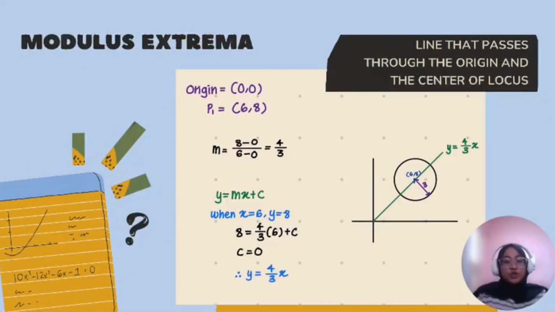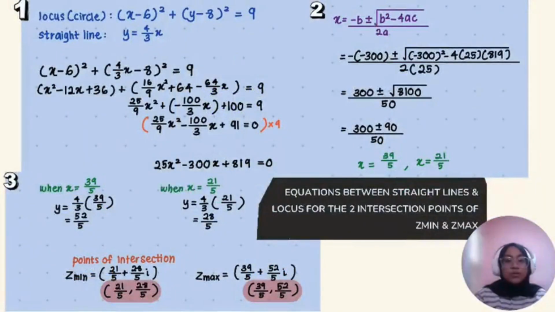By using the true coordinate, we will get y equal to 4 over 3x. We insert the straight line equation into the locus equation, then we insert the x value into y equal to 4 over 3x. Then we will get the point of intersection for each Zmin and Zmax.